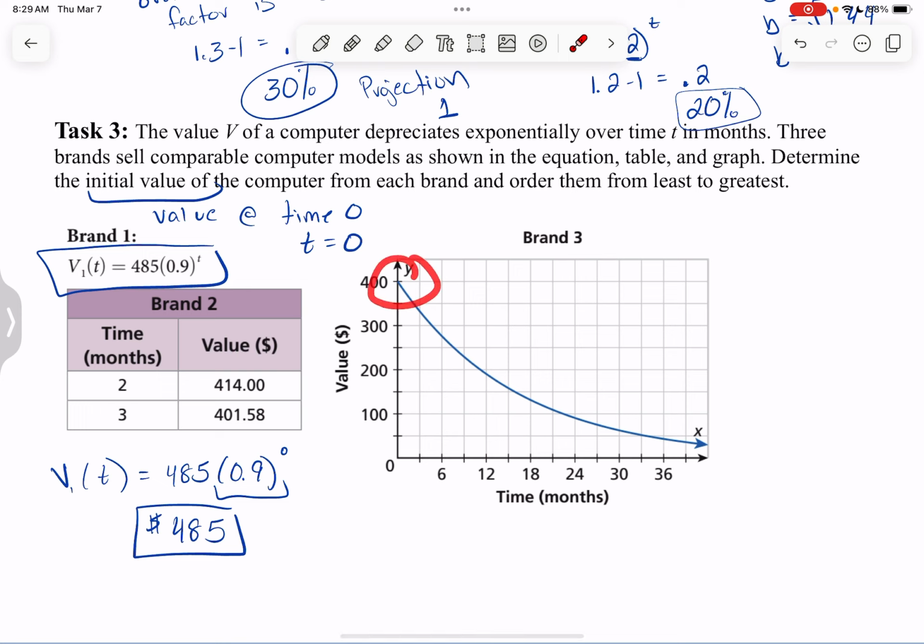This graph kind of gives it to me right there. At time 0, I have the 400. So for brand 3, this one has an initial value of $400. So the first one's costing me $485, so this is number 1. This over here is number 3, the value of $400.